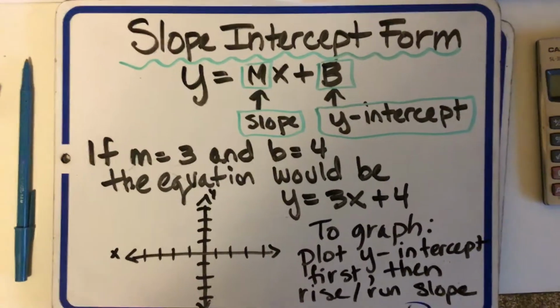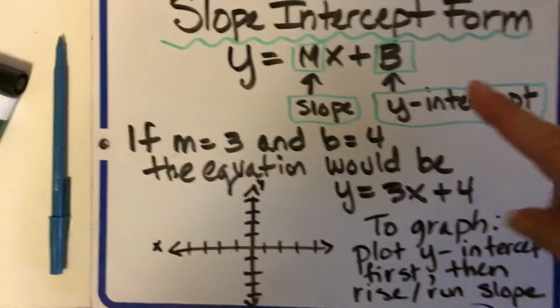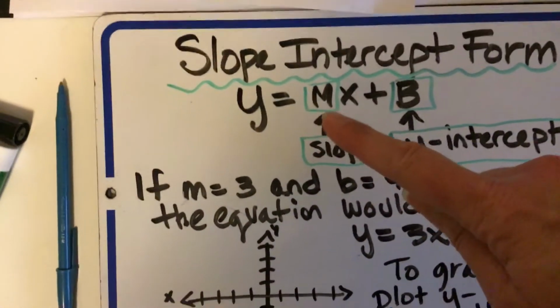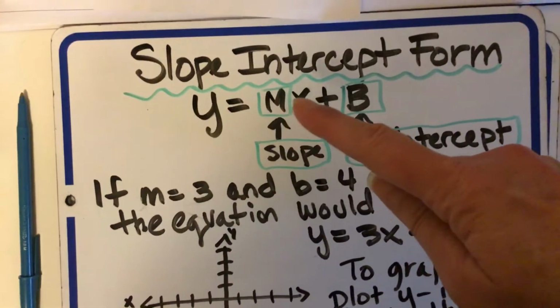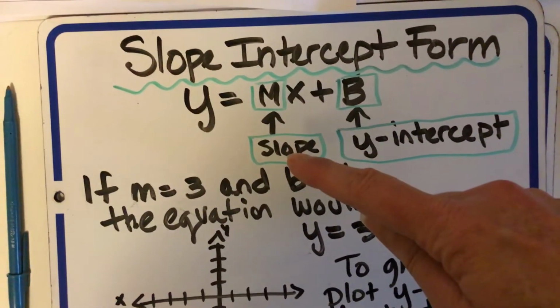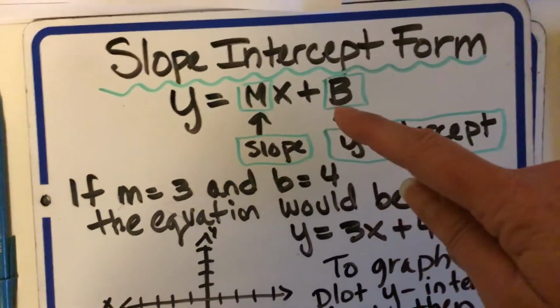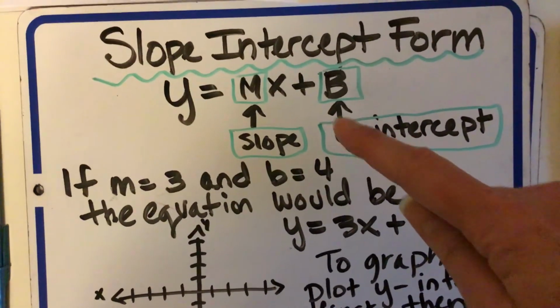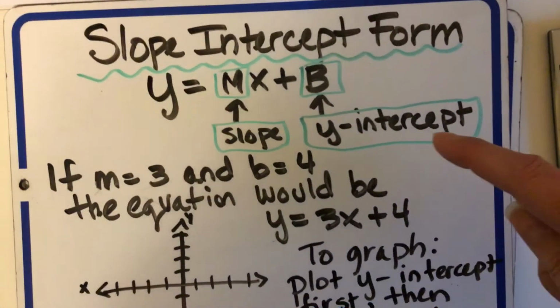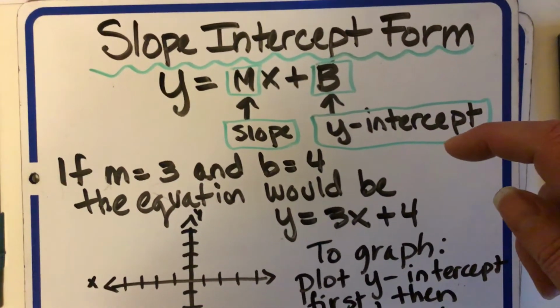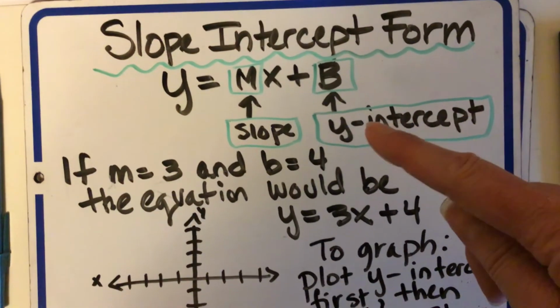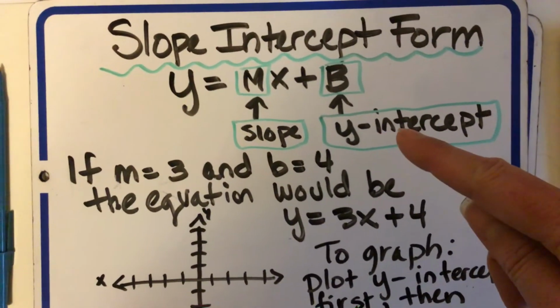Slope-intercept form is when we write an equation in the form y equals mx plus b. Remember, m, whatever number is attached to the x, would be our slope, the steepness of the line. The b is the number that follows the x term, and we call that our y-intercept. The y-intercept is the place where, when we graph a line, it would cross the y-axis. We'll talk more about that later.